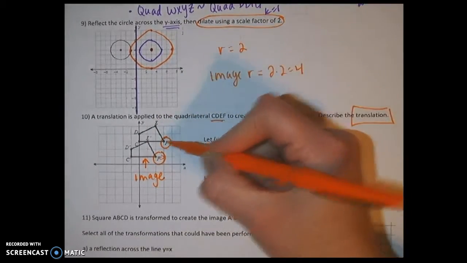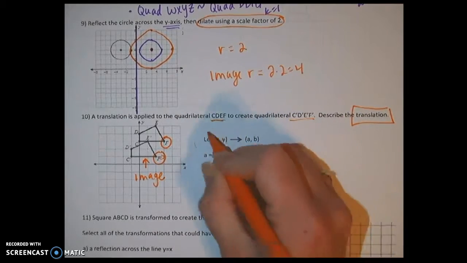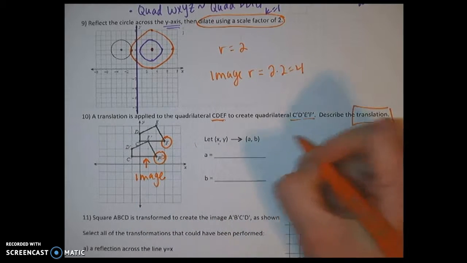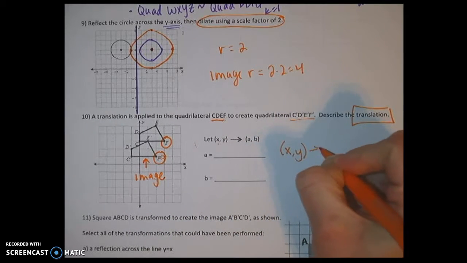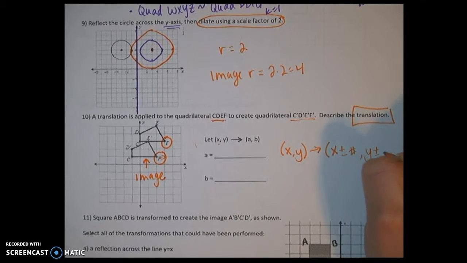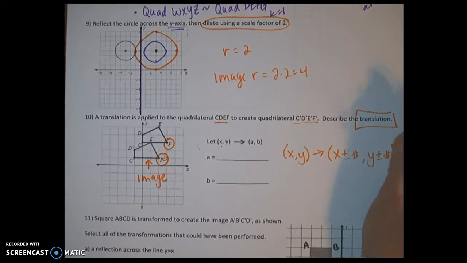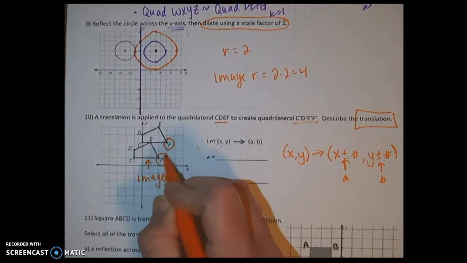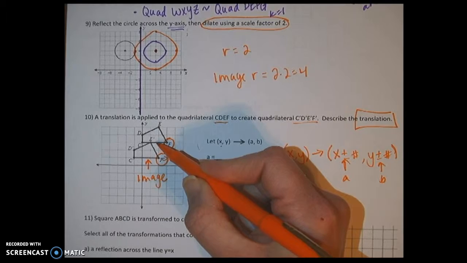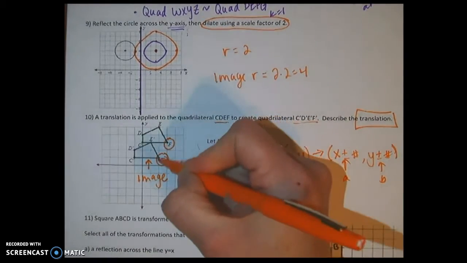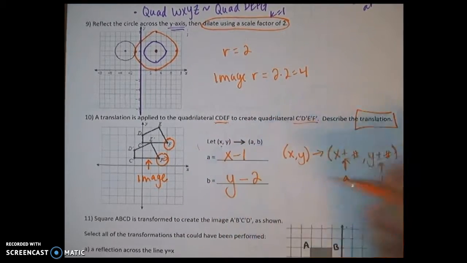The first thing that I do, if I look at X, remember we let this represent XY turns into AB. Well, remember we did XY turns into X plus or minus some number and Y plus or minus some number. This is my A and this is my B. In this case, the x goes to the left 1. So this is going to be x minus 1, and it goes down 2, so this is going to be y minus 2.